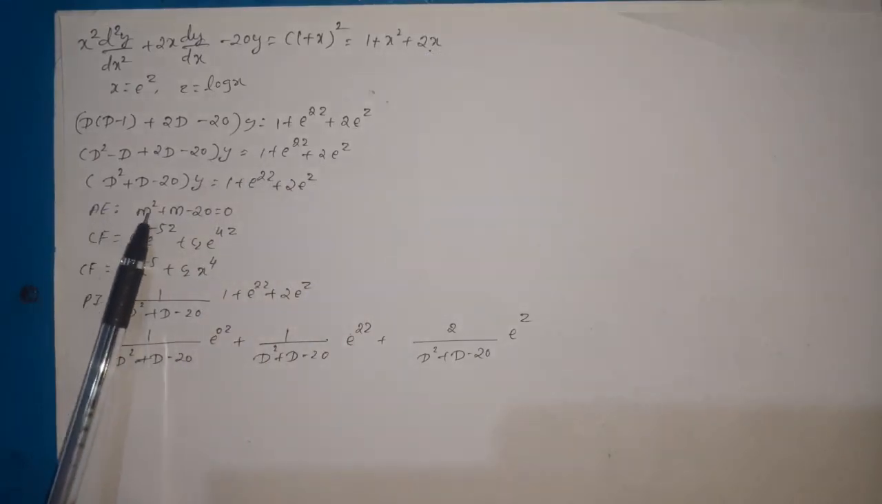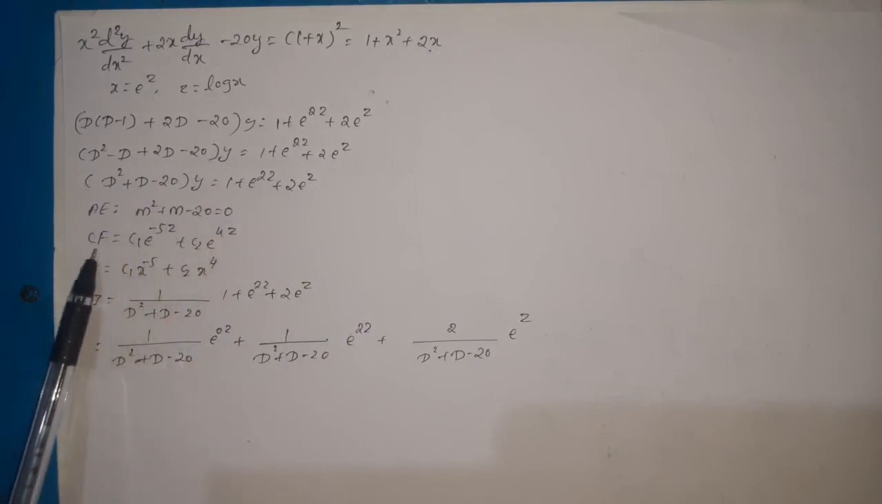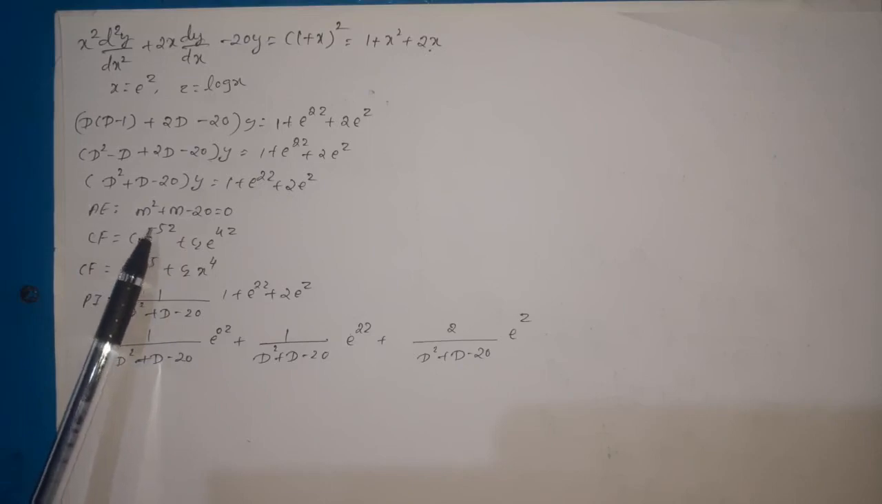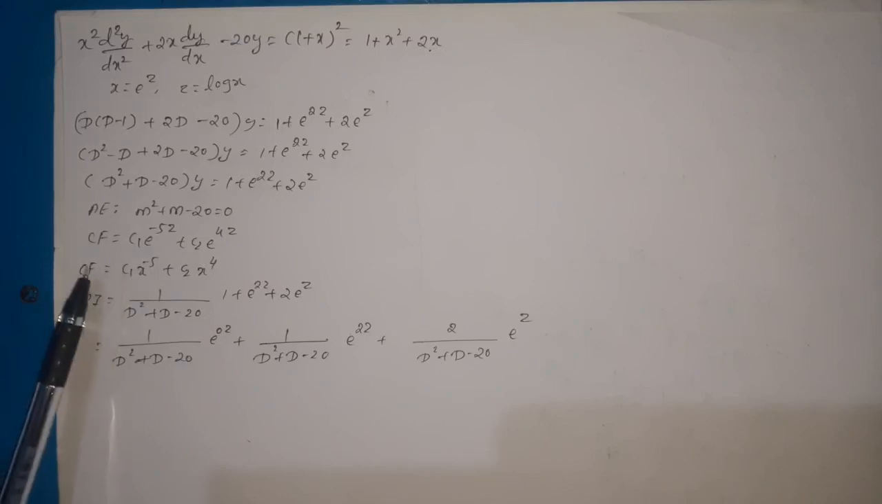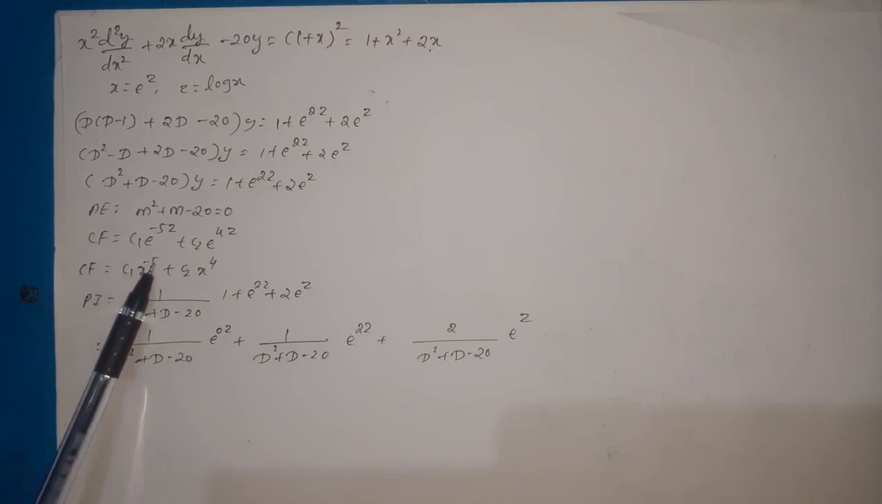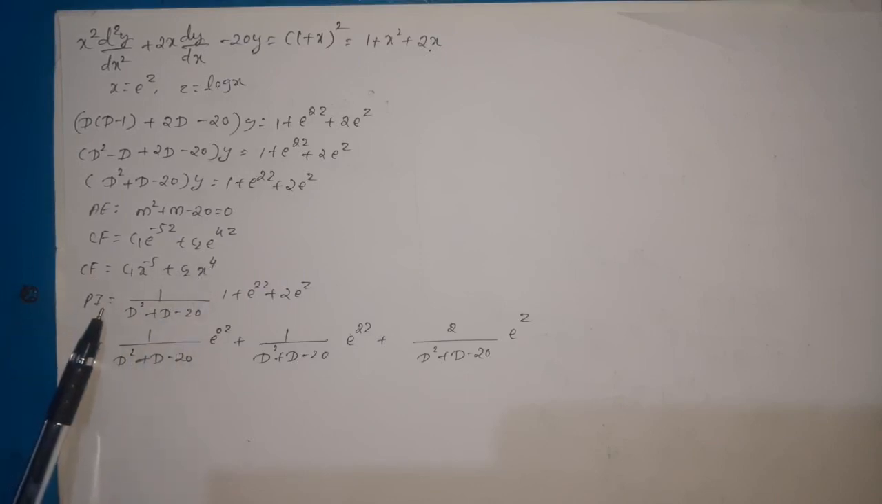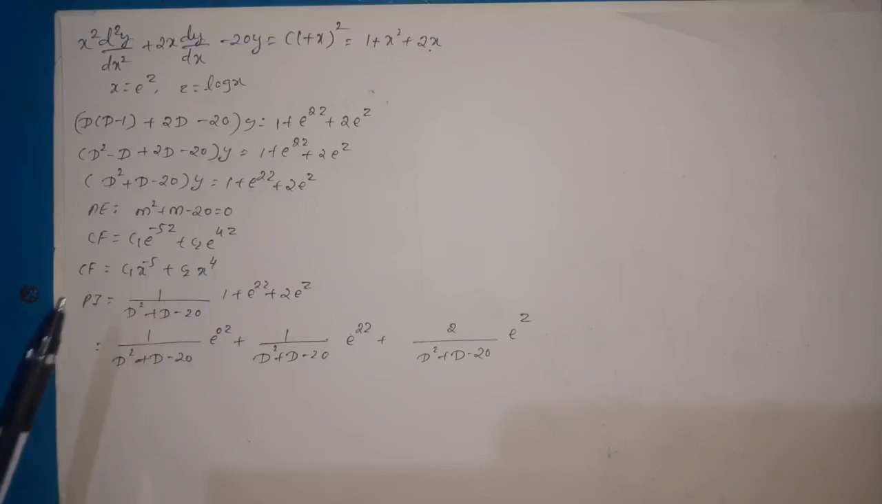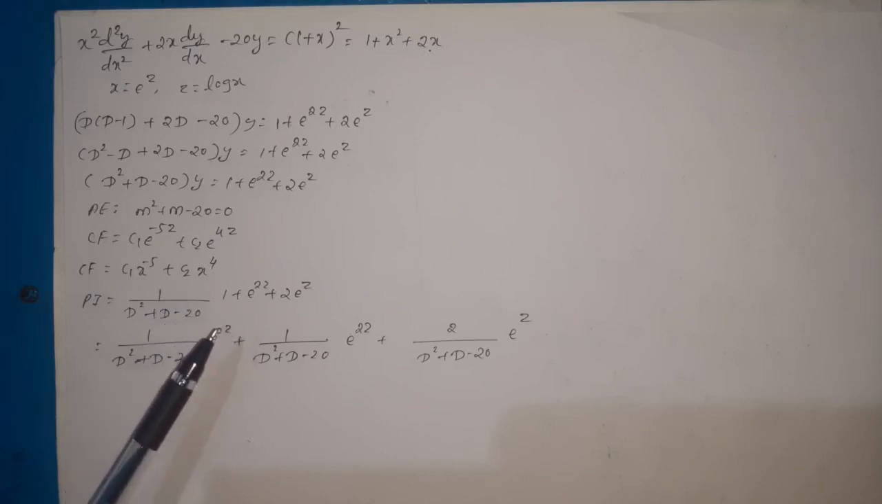Then the auxiliary equation is m square plus m minus 20 equal to 0, and the corresponding complementary function is c1 e power minus 5z plus c2 e power 4z, and the complementary function in terms of x is c1 x power minus 5 plus c2 x power 4. Then the particular integral is 1 divided by d square plus d minus 20, acting on the function 1 plus e power 2z plus 2 into e power z.